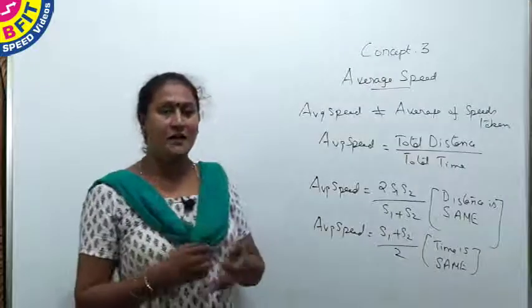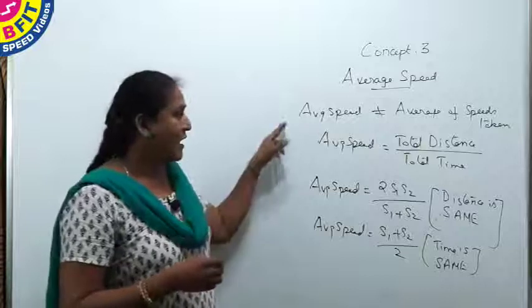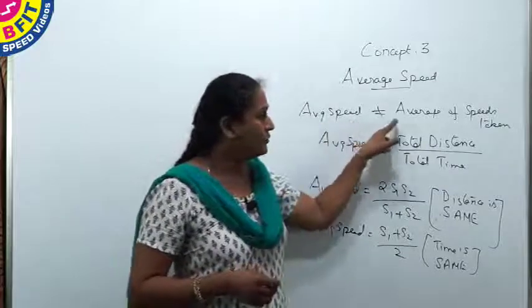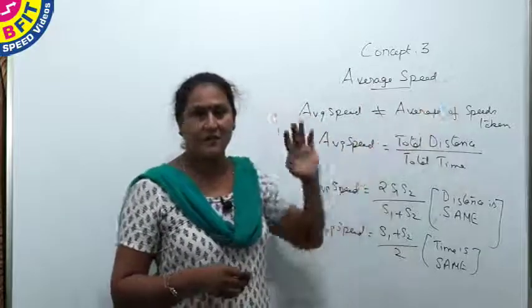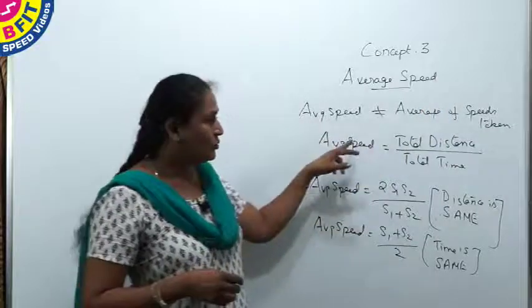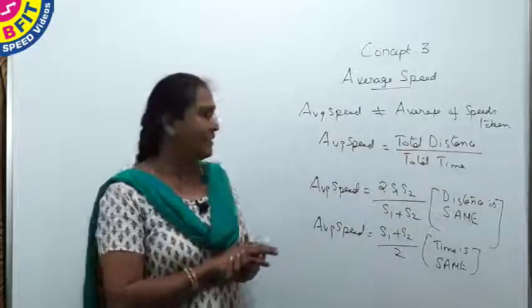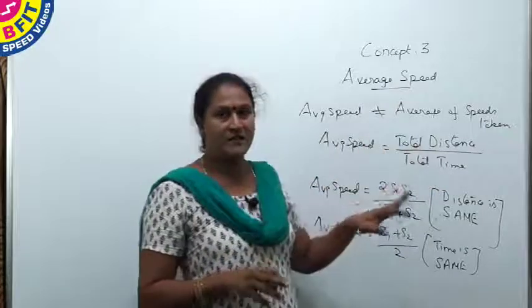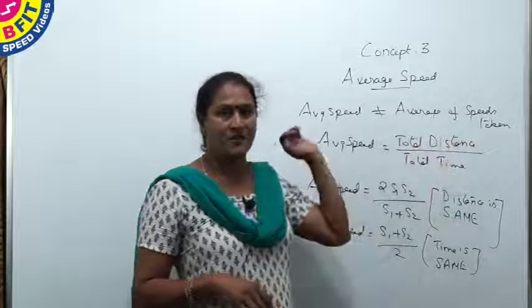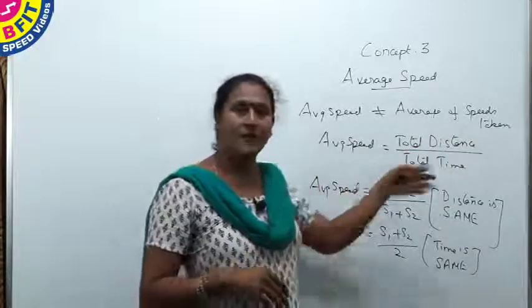So here, just to recapitulate the concept, average speed is not equal to the average of speeds taken, but average speed is always total distance by total time taken. So when you are asked to find the average speed, don't take the average of speeds taken, but find the total distance covered and divide by total time taken.